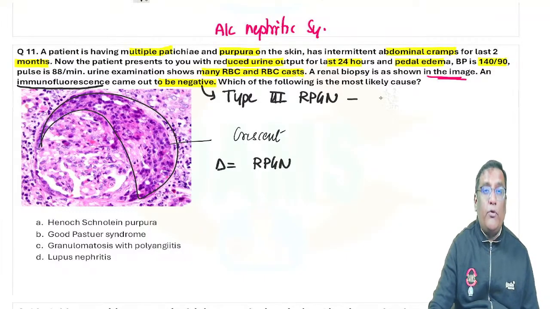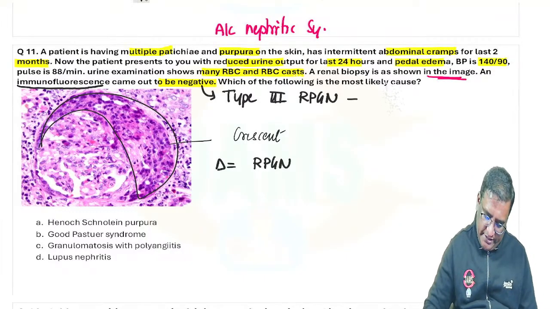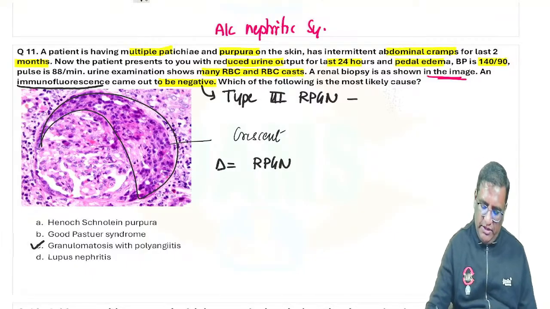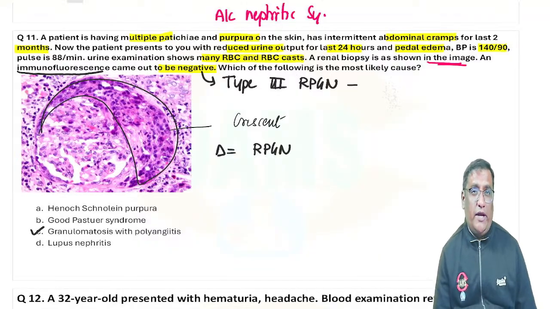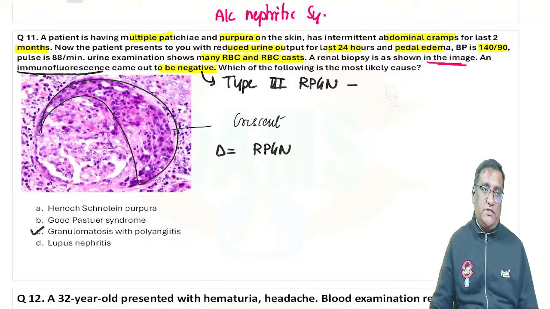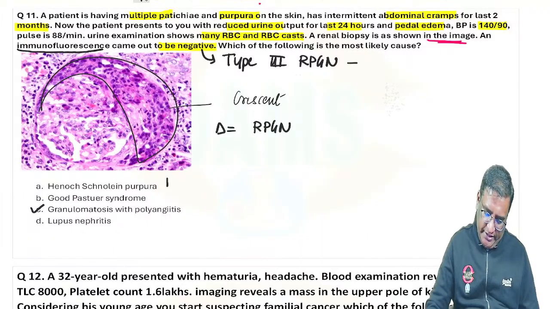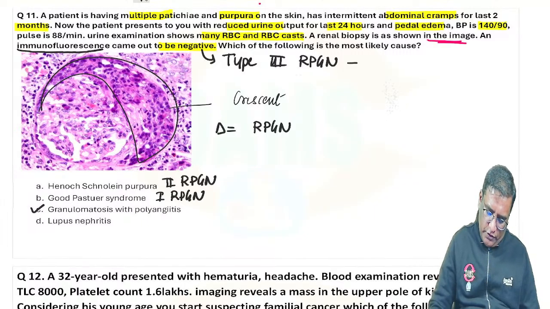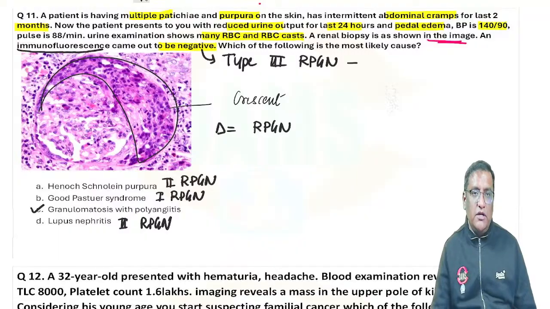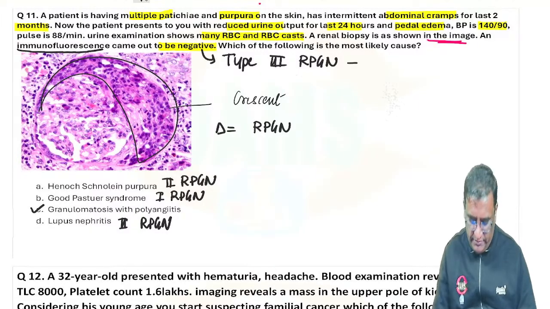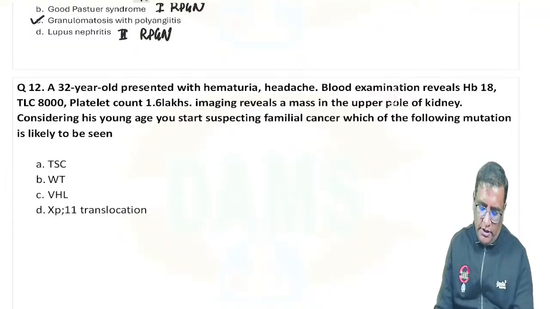Type 3 RPGN are pauci-immune glomerulonephritis like GPA, option C. GPA is Wegener granulomatosis. Even microscopic polyangiitis and Churg-Strauss syndrome can cause it. HSP is a type 2 RPGN. Type 2 RPGN will show granular deposits. Goodpasture is a type 1 RPGN. Lupus is also type 2 RPGN. All these are RPGN. All will show crescents. Only thing is IF. IF was the keyword here. Next, question number 12.